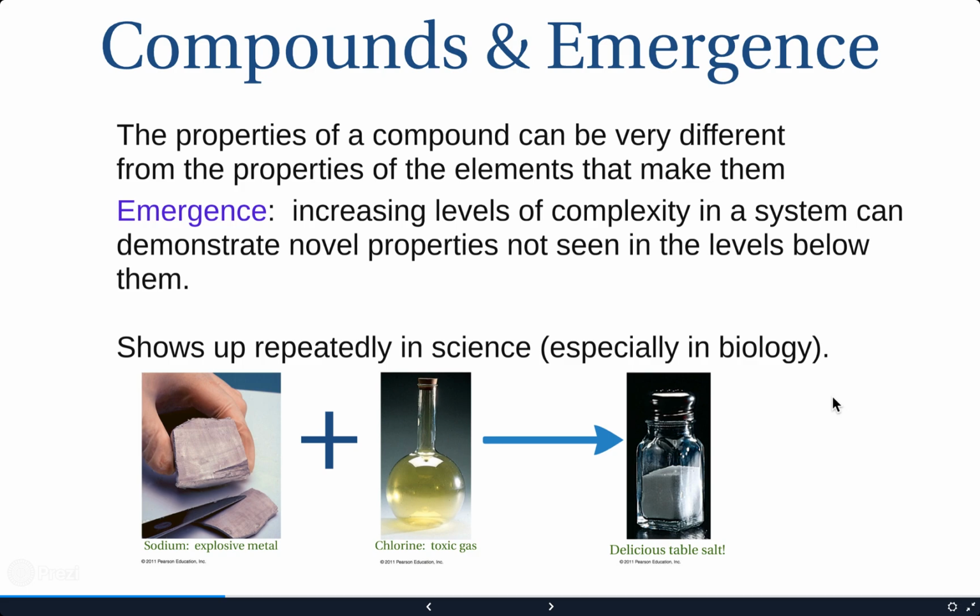And then, which we've talked about before, the special thing about these bondings that can occur is that they lead to emergent properties. The properties of a compound can be very different from the properties of their elements singularly. They can make an emergence happen when they bond together. The definition of emergence would be that increasing levels of complexity in a system can demonstrate novel properties not seen in the levels below them. If we're looking at this from a systems thinking approach, these would be the parts here, and then the salt at the end would be the outcome, the whole.